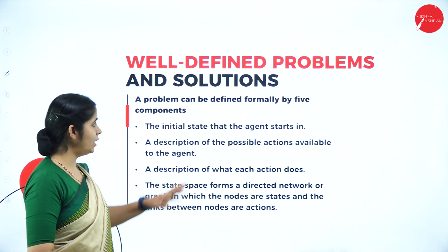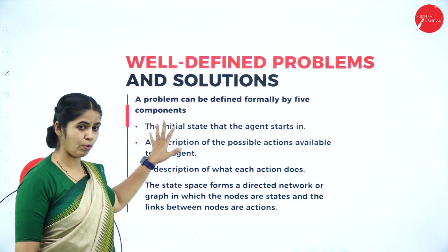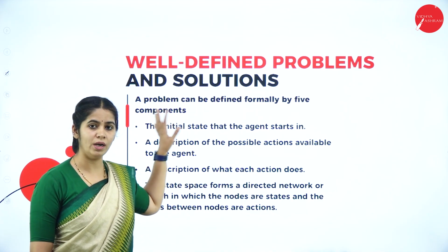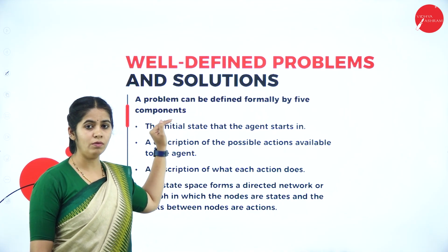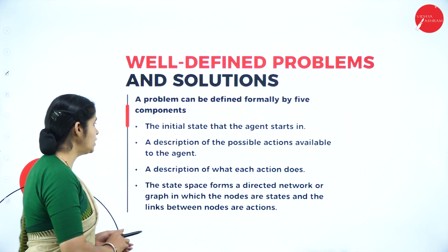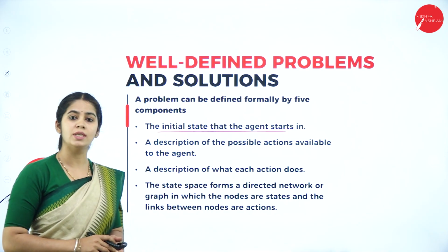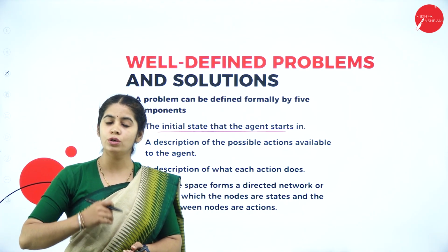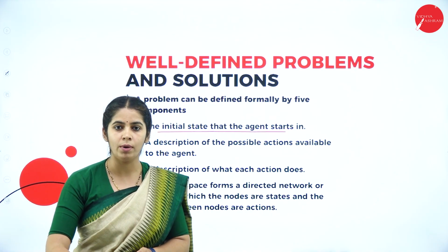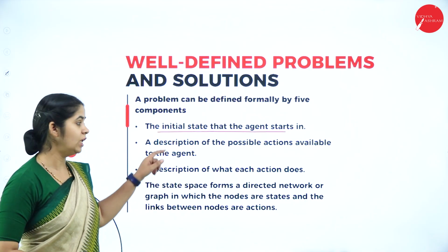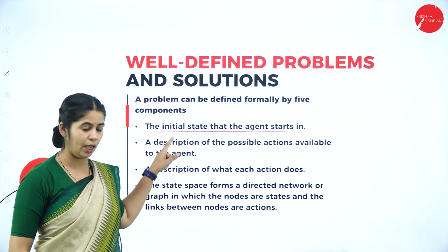The problem can be defined formally in 5 components. How are we going to define this well-defined problem? We define the problem in 5 steps. First, what do we have to check? The initial state that the agent should start from. From where I should start solving the problem, that is nothing but the initial state of the agent.